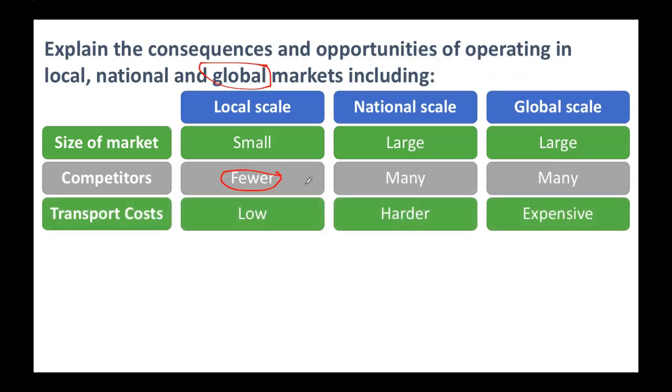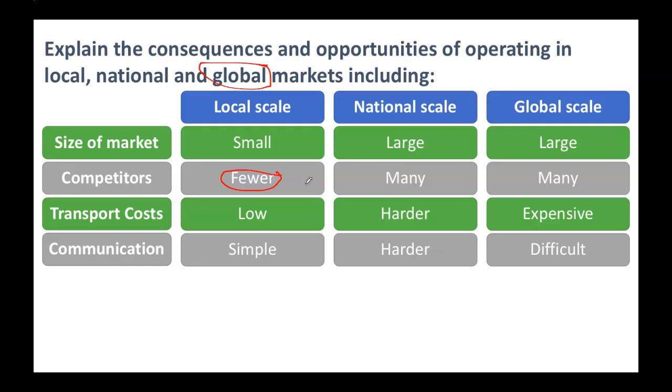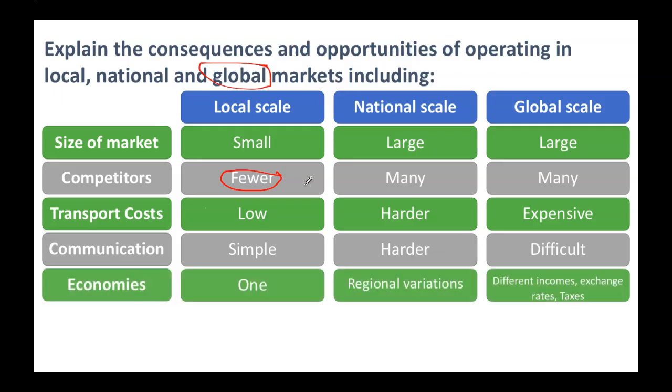Transport costs at the local scale are going to be very low, probably sourcing more of your materials quite locally, whereas global scale is going to be expensive, transporting goods and services all over the world. If you're exporting, it could be that you're manufacturing different components, different parts of your products, in different countries, bringing them all together. Communications are very simple at a local scale, but much more difficult at a global scale. Also language barriers as well. You're going to get more foreign languages when you're operating at a global scale.